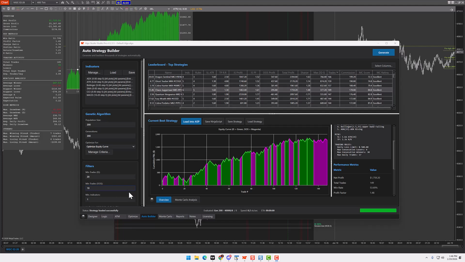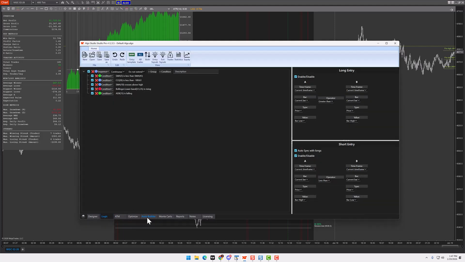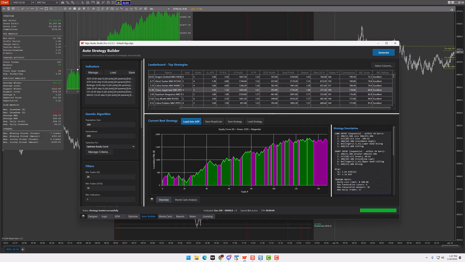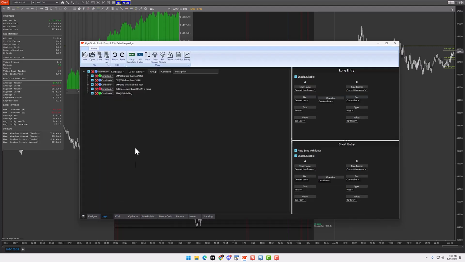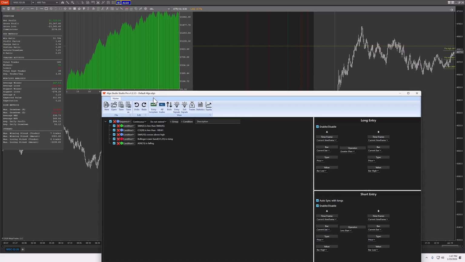Okay, so now that it's in, let's go over here and look at it in Algo Studio Pro. So all of the same thing here, all the rules, all of this lands in Algo Studio Pro. But now we're not concerned with the ASB anymore. So now it's looking at this going, okay, well, here's what I got.